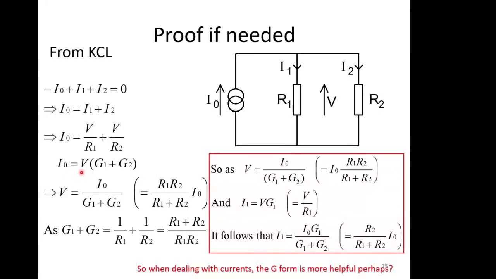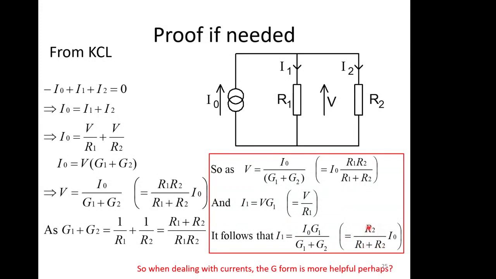And therefore, if we rearrange that, V gives us I0 over G1 plus G2, which if you did it with resistances, you would end up with R1 R2 over R1 plus R2, which is a little bit more complicated than just 1 over G1 plus G2. It's the same, just a bit less complicated, because G1 plus G2 equals 1 over R1 plus 1 over R2. You can then run it through a bit more of the same analysis, and you end up that I1 is equal to I0 G1 over G1 plus G2, which is the same, if you simplify it, as R2 over R1 plus R2.